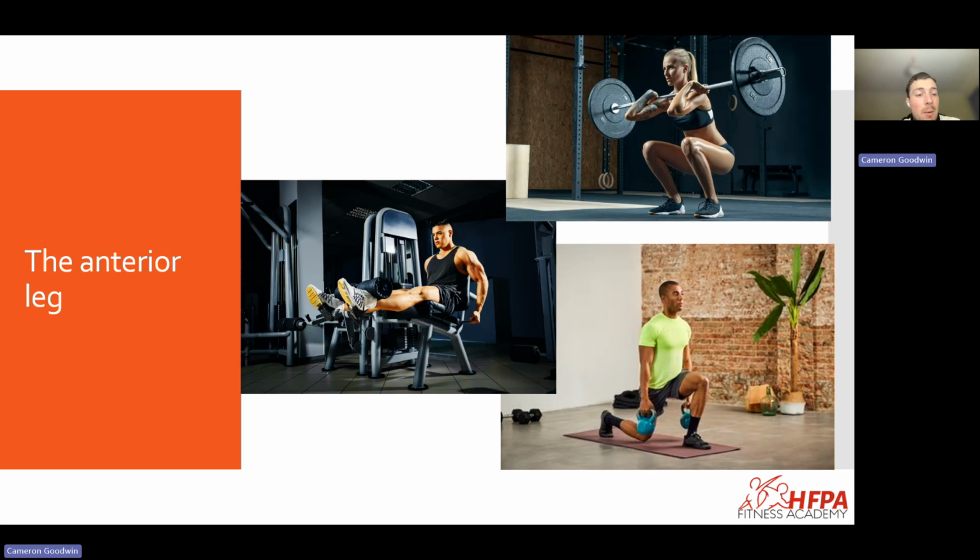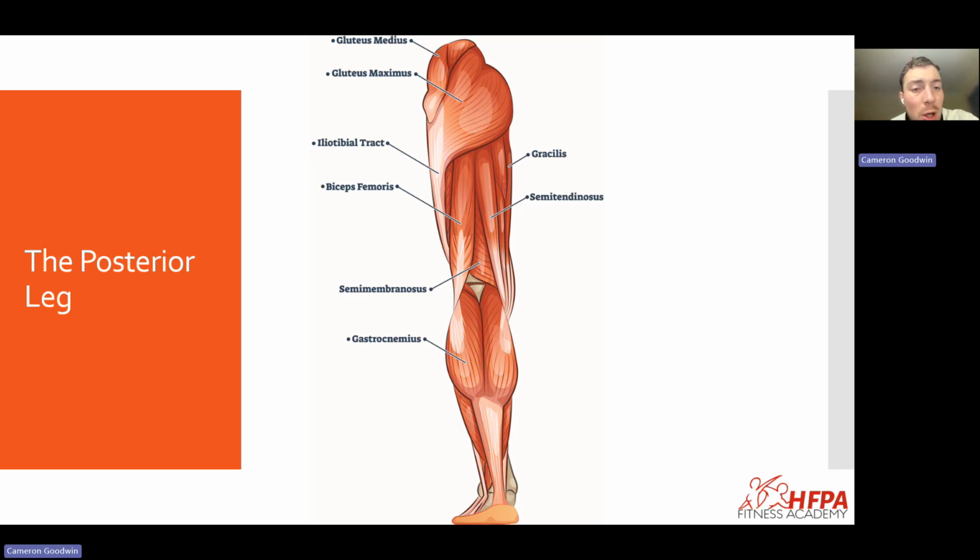Now, when we look at the posterior side of the leg, starting at the top, we have the glute medius. You then have the glute maximus. So you can see there, again, yes, the maximus is the bigger part. So know that. Going down the left, you have the iliotibial tract. What goes in the iliotibial tract is the ITB. The ITB runs in the ITT, and the ITB is your iliotibial band.